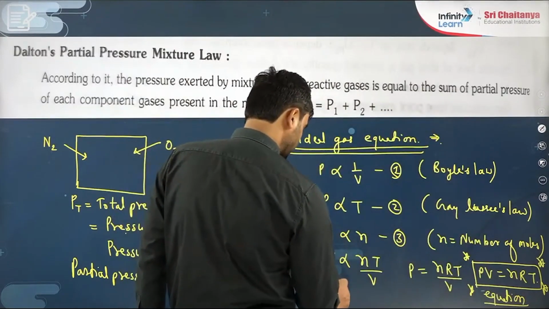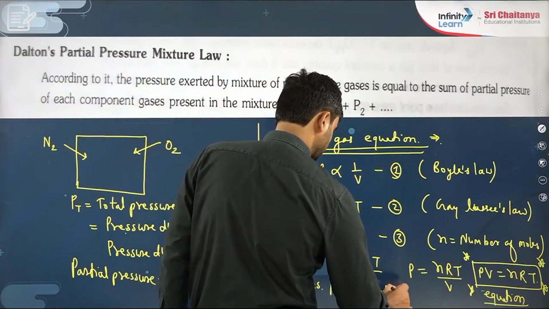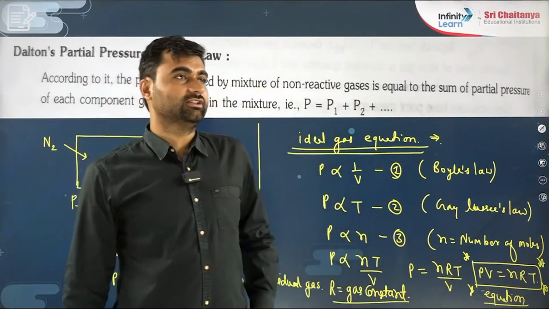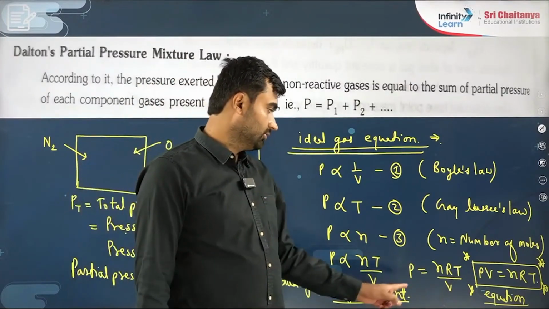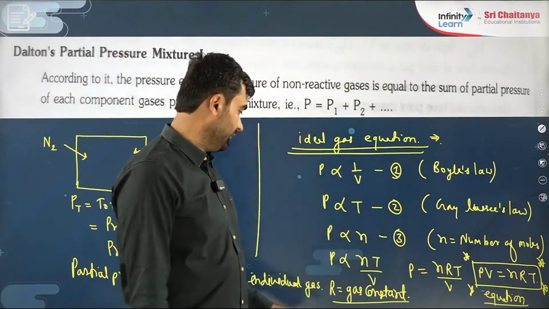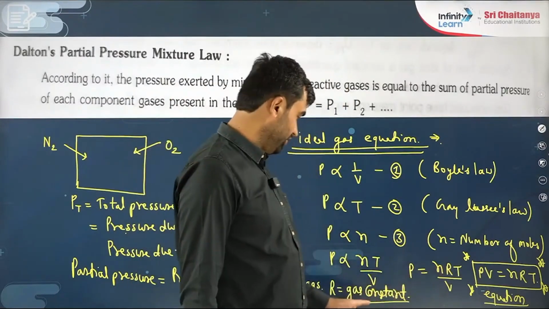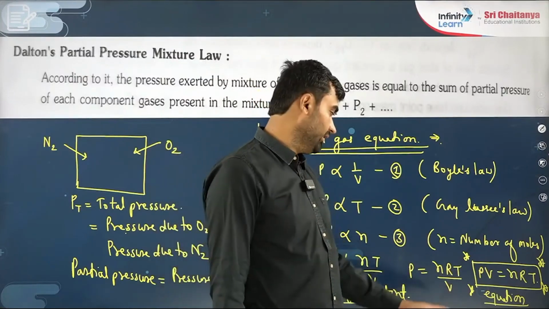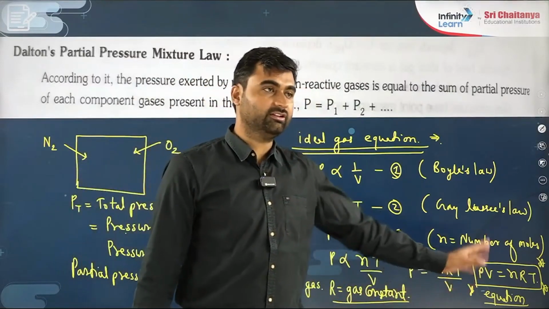What is R here? R is constant, and this R value is also fixed because it is constant. So these values you have to remember. Is it clear? So this equation is the ideal gas equation, PV equal to nRT. This n is number of moles, R gas constant, P pressure we already discussed, V volume, and T temperature. By using all these laws, finally we form this equation.